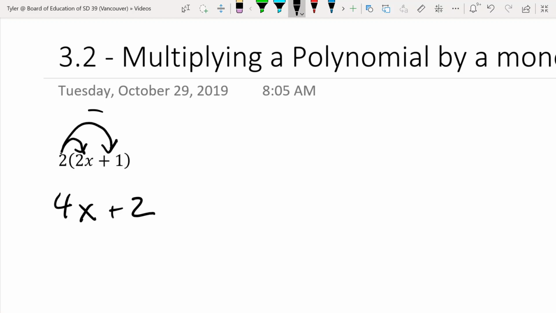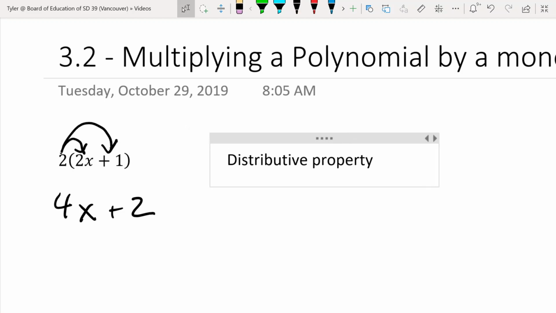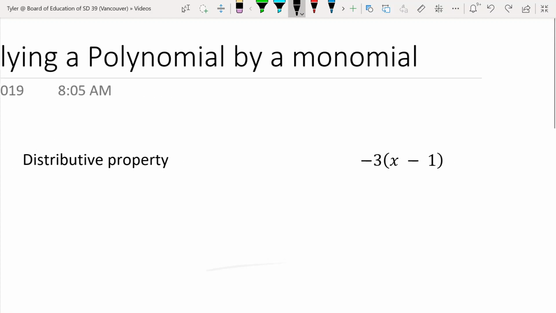The reason I call it rainbows is because this kind of looks like rainbows. Some people call it crab claw or grabbies, whatever you want to call it. The fancy math word is distributive property. And this is the idea that the coefficient, this 2, is distributed to all the terms inside the brackets. Okay? That's how it works. That's it. Let's try a different one.